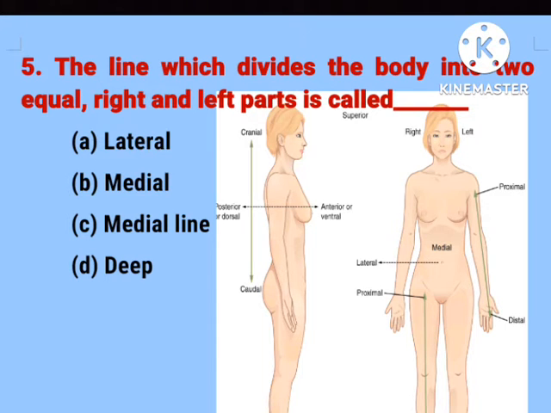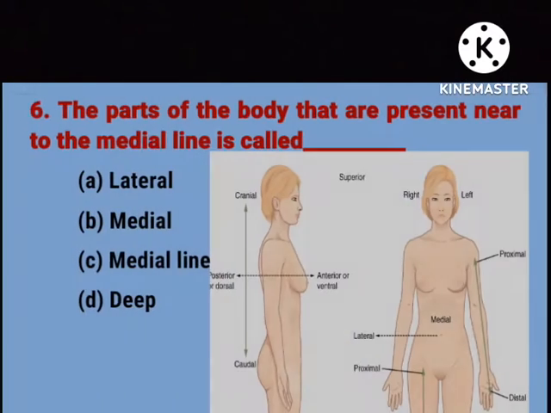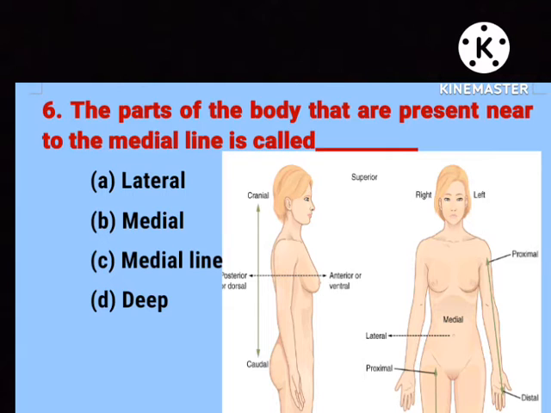The line which divides the body into two equal right and left parts is called: A. Lateral, B. Medial, C. Medial line, D. Deep. The part of the body that is present near to the midline is called: A. Lateral, B. Medial, C. Medial line, D. Deep.